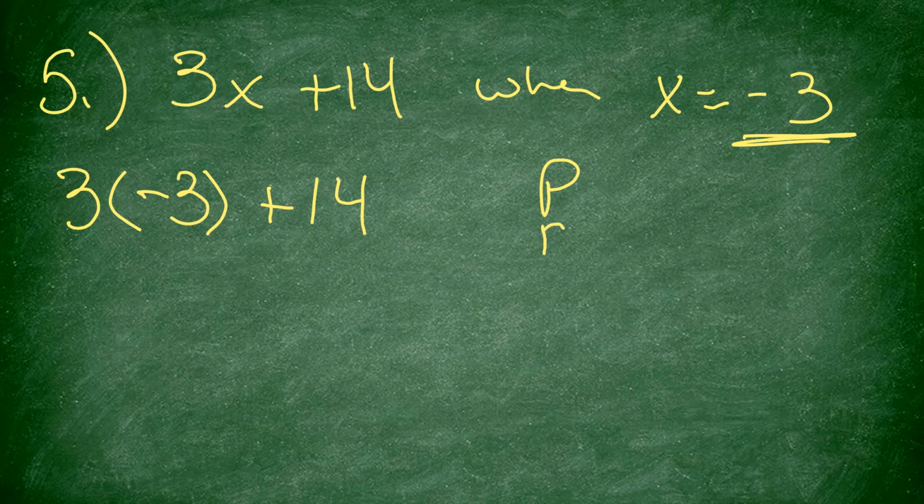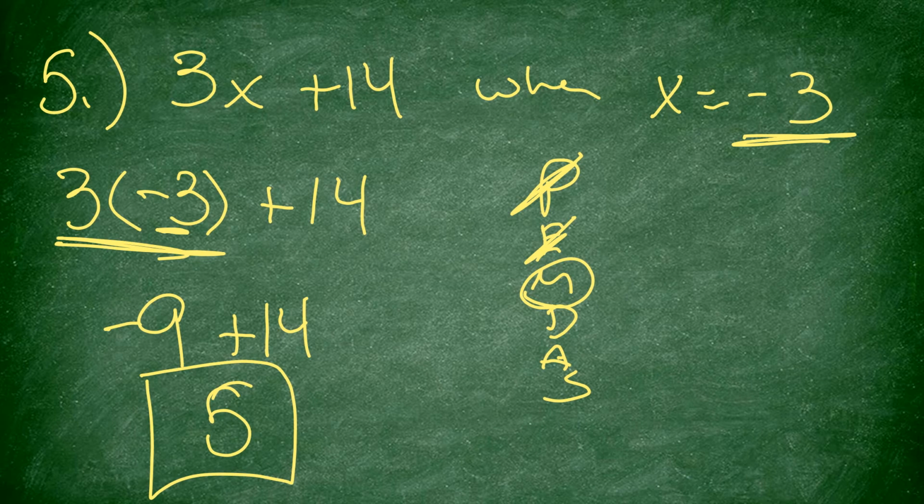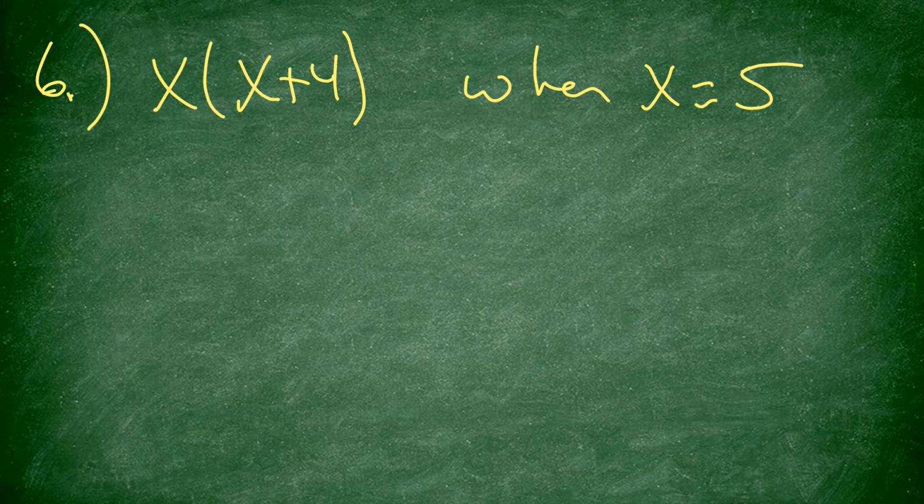Now, remember, when I do PEMDAS, there's nothing going inside the parentheses, so that's gone. There are no exponents. There's multiplication, because that means multiplication. 3 times negative 3 is negative 9 plus 14. Negative 9 plus 14 is just 5. So that's my final answer right there. See, evaluate gave me just a number answer, 5.